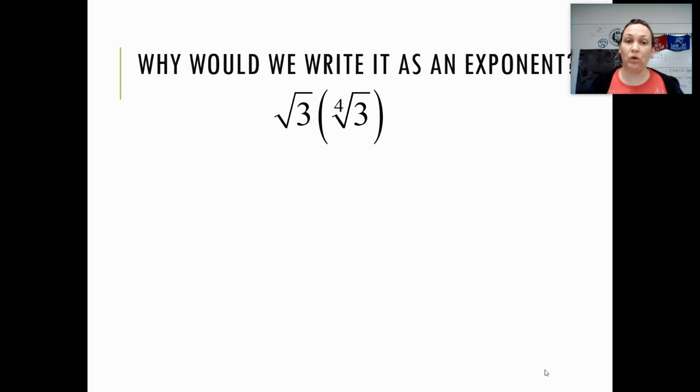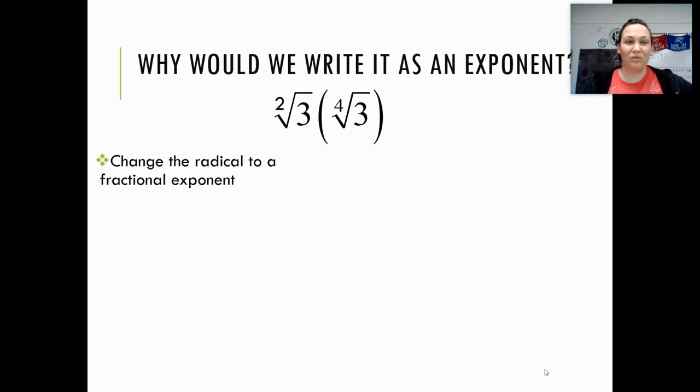So here's an example of a problem that we can't do if we just leave it in radical form. Both of my numbers underneath my radicals are 3, but I have two different types of radicals. I have a square root and a fourth root. And we learned earlier this week that you can't combine them if they have a different index. So at this point, this problem looks like it's not doable. But if I change both of these into a fractional exponent, then I can do this problem.